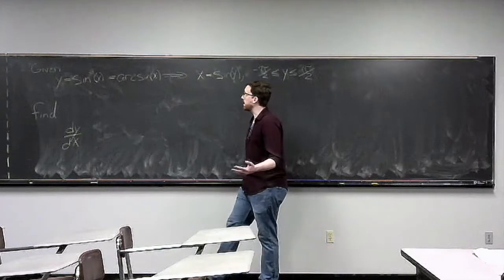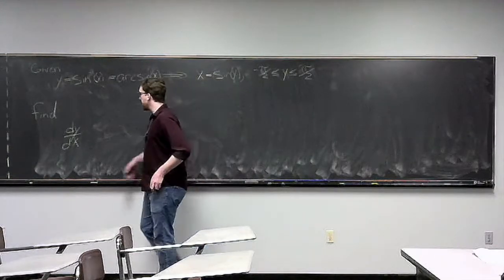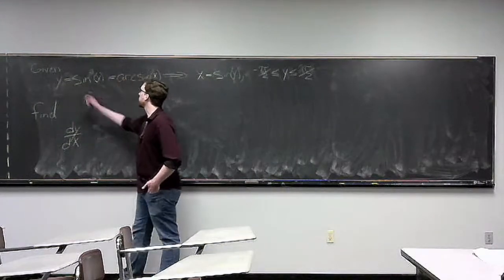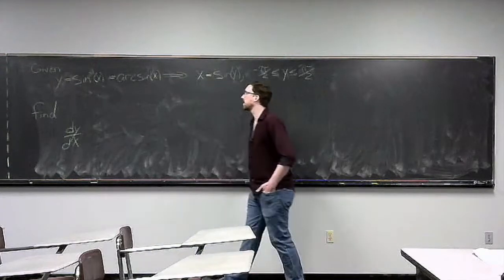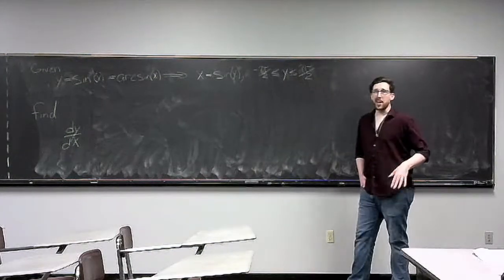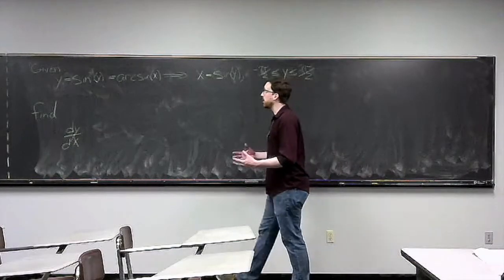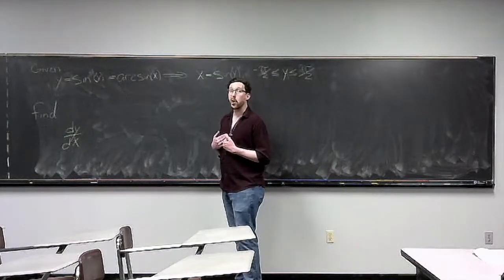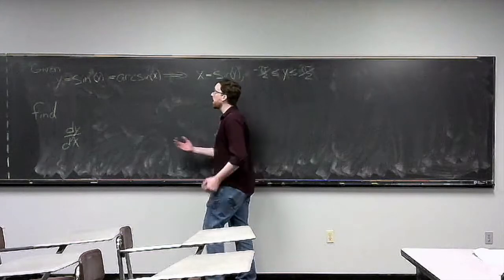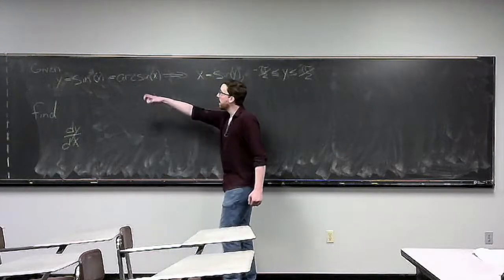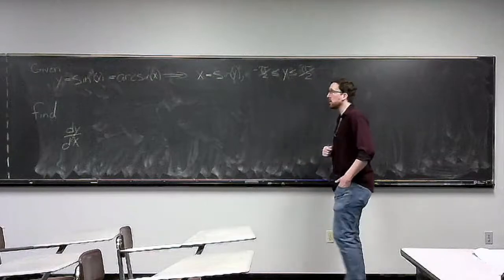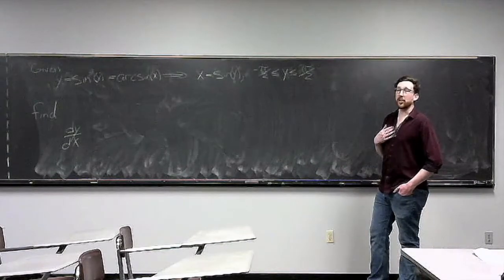Now for this next example, we're going to find dy dx given that y is equal to sine inverse of x. Having said that, I should note some language here and some notation. I generally call this the arc sine, and we'll write it as arc sine of x, as opposed to sine inverse, just because I like that notation more.